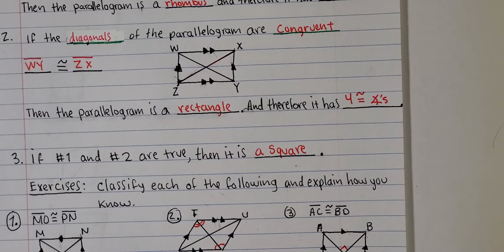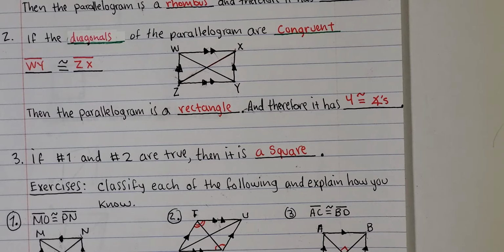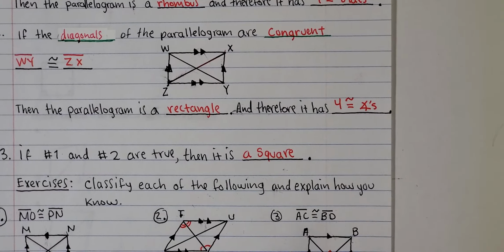So this one is a rhombus because diagonals bisect opposite angles. Okay, all right, let's move on to the third example.